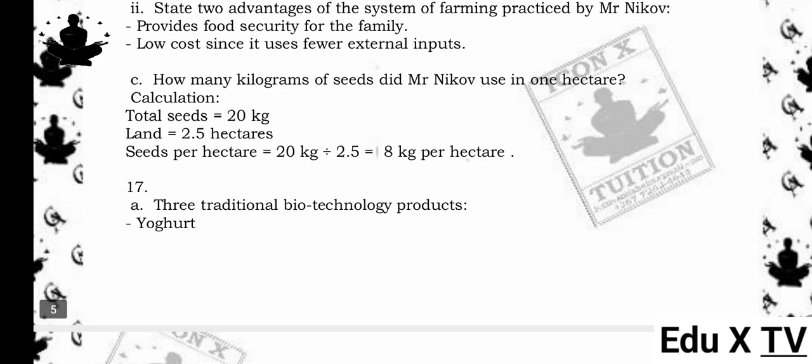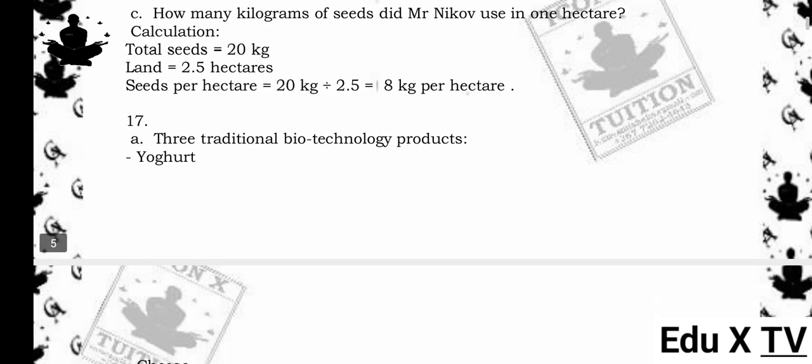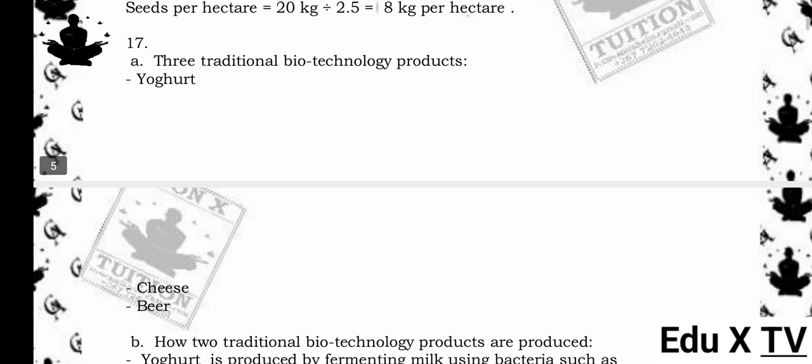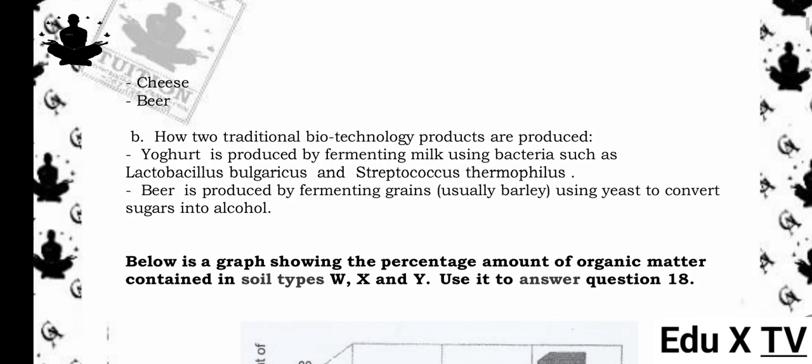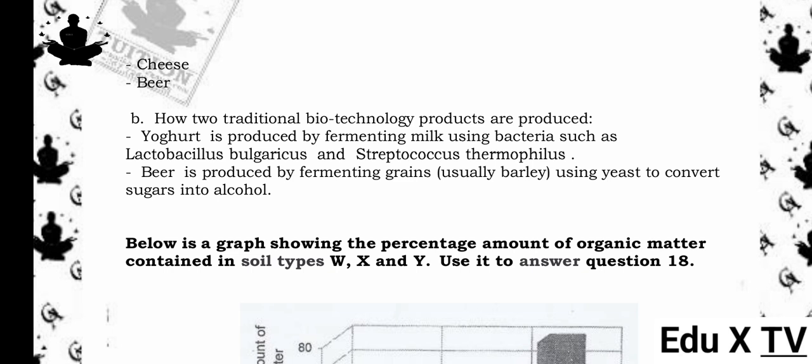Calculation. Total seeds equals 20 kilogram. Land equals 2.5 hectares. Seeds per hectare equals 20 kilogram divided by 2.5 equals 8 kilogram per hectare. 17. A. 3 traditional biotechnology products. Yogurt, cheese, beer. B. How 2 traditional biotechnology products are produced.